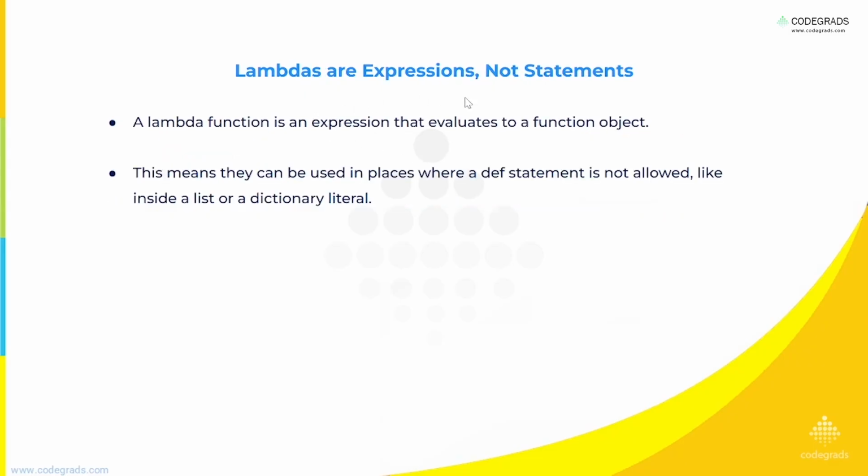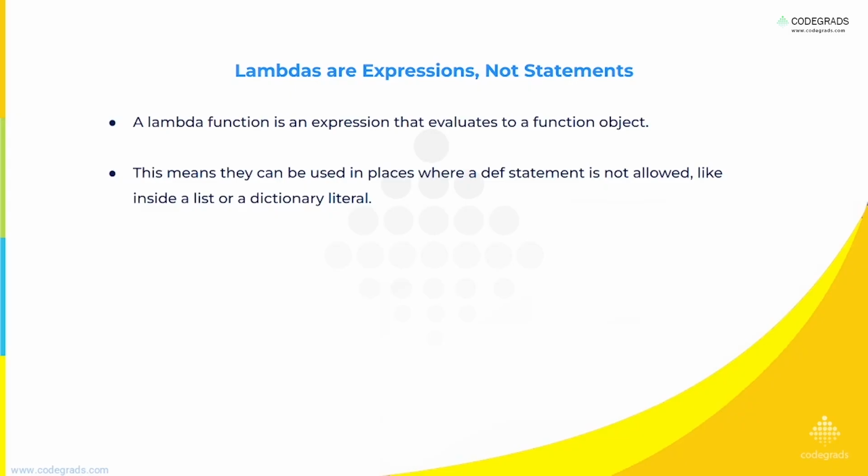So lambdas are expressions, not statements. A lambda function is an expression that evaluates to a function object, and this means they cannot be used in places where a def statement is not allowed, like inside a list or a dictionary literal. You can't write assignments or loops inside a lambda. This will not work. Lambdas return a value directly and can't include statements. That is why we say that lambdas are expressions and not statements.